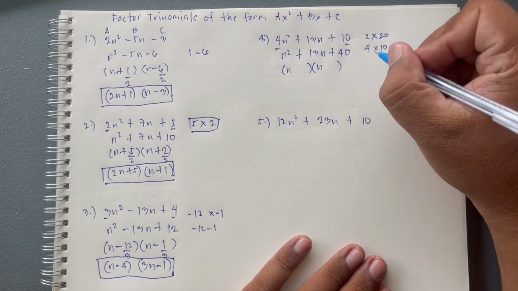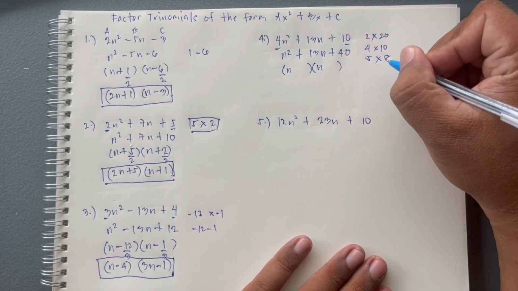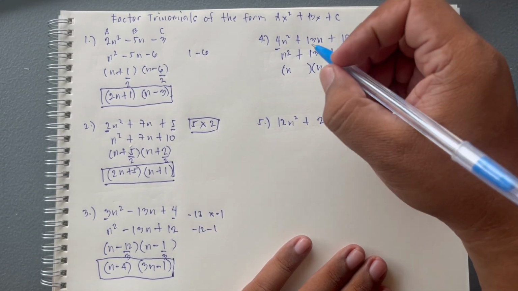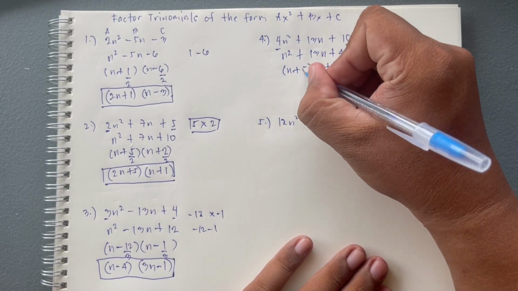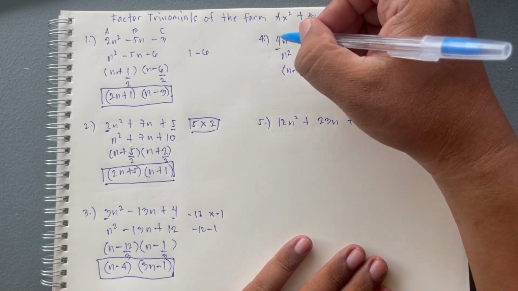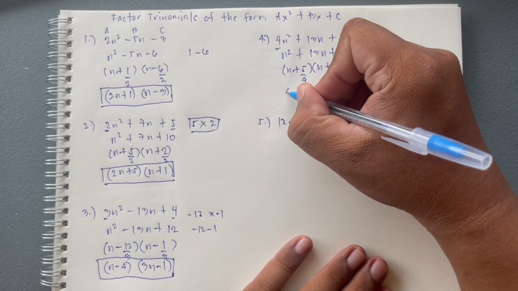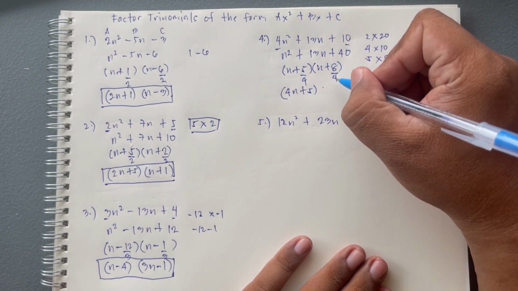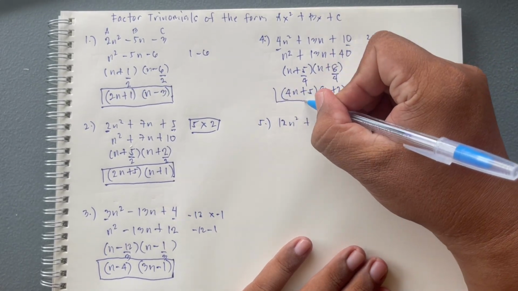Okay, how about 5 times 8? 5 times 8 is equal to 40, and 5 plus 8 is 13. Okay, since both are positive, they can swap places, 5 and 8. Then divide both sides by 4. Okay, so 4 times n, then bring down 5. Okay, 8 divided by 4 is 2, so n plus 2. Final answer.